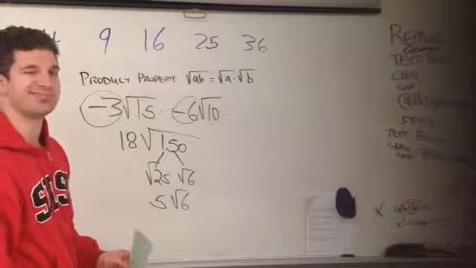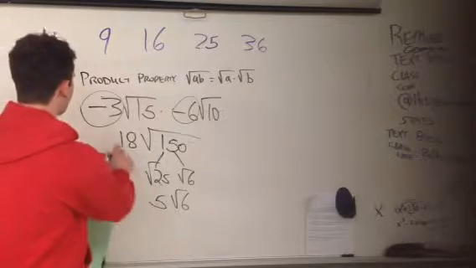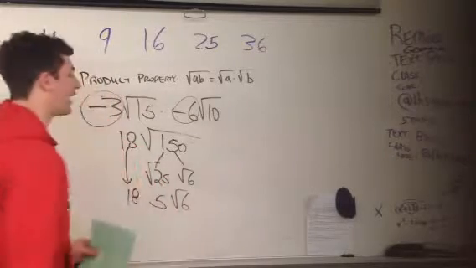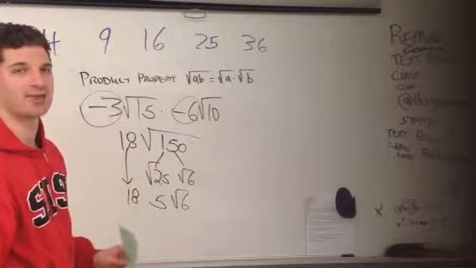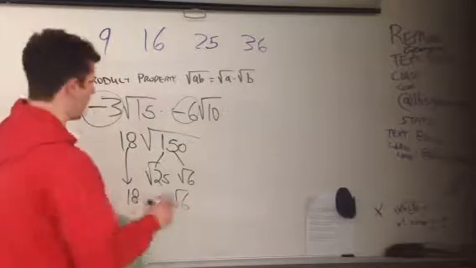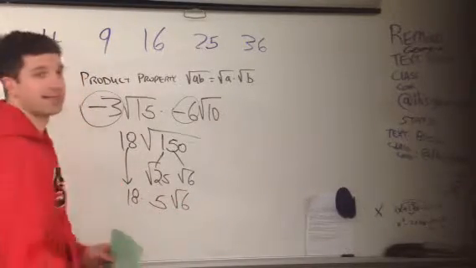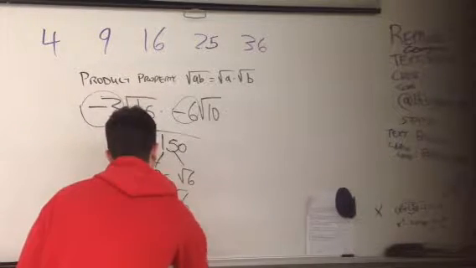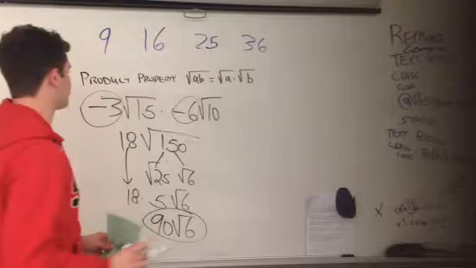Are we done? Nope. We've got to bring down our 18. So this is 18 times 5 square root 6. Well, 20 times 5 is 100. 18 times 5 would be 10 less, which is 90. So this is 90 square root 6.